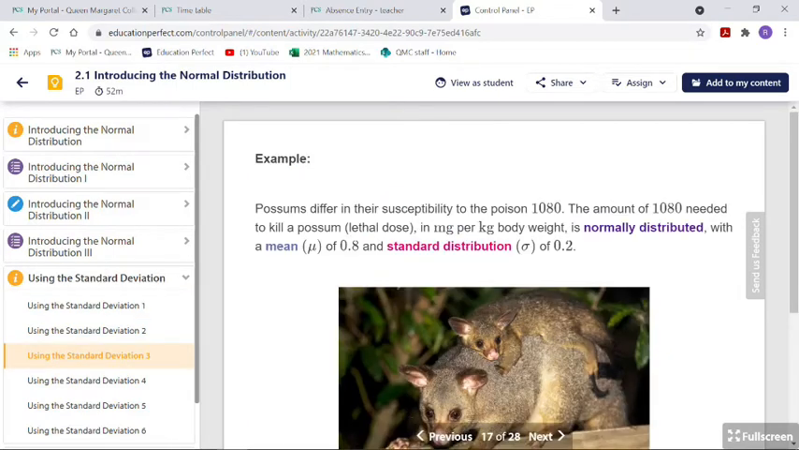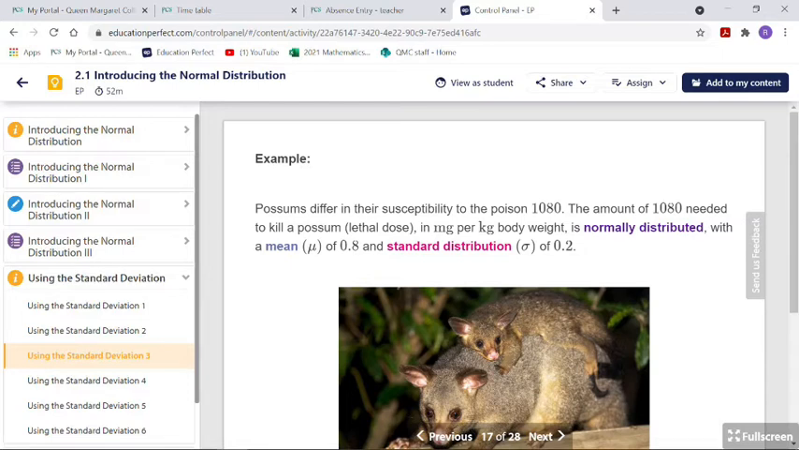So let's look at an example here, and they're going to use exactly one standard deviation, so you can do this without having to know the new calculator keystrokes. Right now, we're just going to stick with these. Possums differ in their susceptibility to the poison 1080. The amount of 1080 needed to kill a possum, which is the lethal dose, in milligrams per body weight, is normally distributed with a mean of 0.8 and a standard deviation of 0.2.